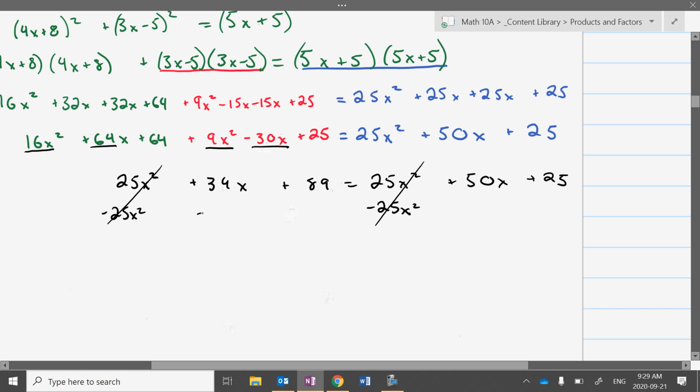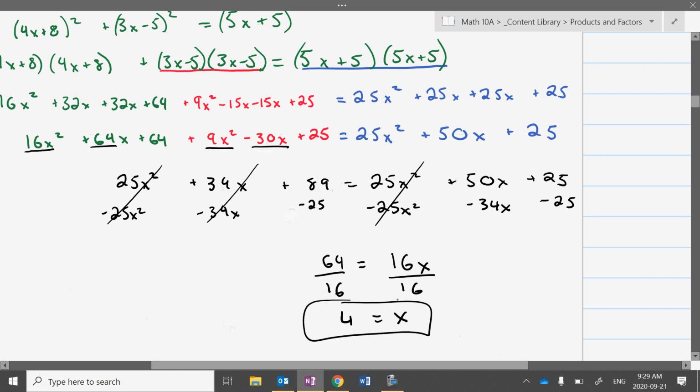I want all of my x's on one side, so I'm going to subtract 34x from both sides. So those will be gone. I want all my ones on one side, so I'm going to subtract 25 from both sides. I'm doing this all in one step just to save rewriting. On this side, I'm left with 16x. On this side, I'm left with 64. Divide both sides by 16.